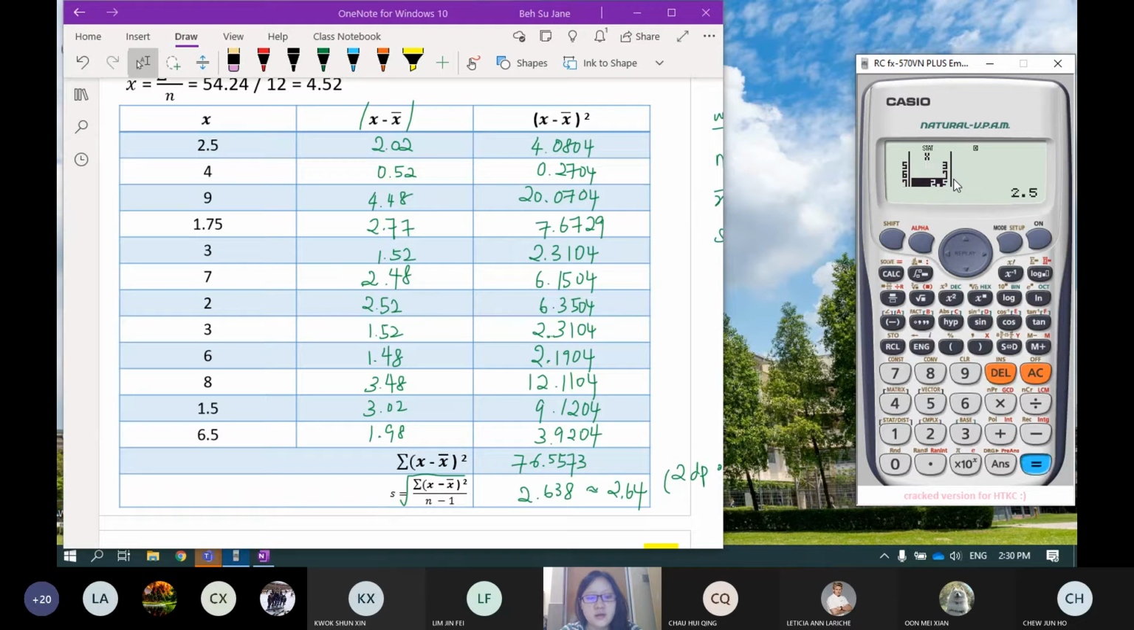491.75, 372, 3, 6, 8, 1.5, 6.5. Oh, I made a mistake there. Always check back your data. Always double check, especially with stats, because the error does affect your other calculations later.